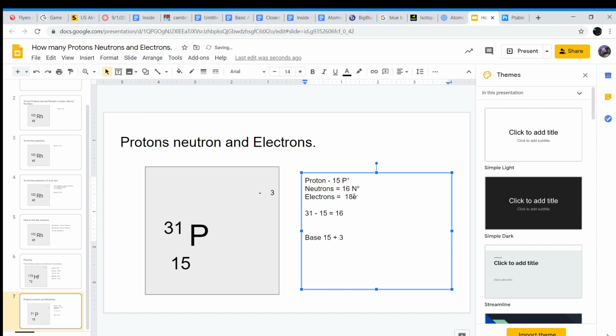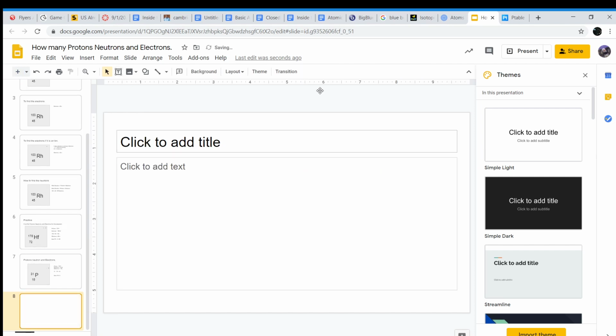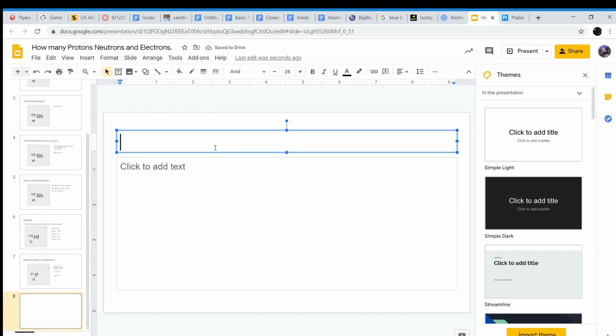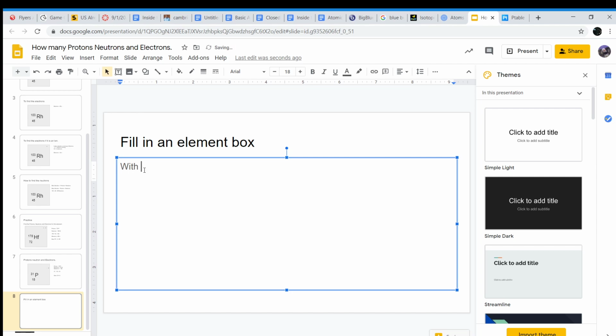All right. So this was one other type of problem that you could see, and I realized that we hadn't done one with a -1. Now, there's one other type of problem, and that's going to be to go ahead and fill in an element box, not with a compound. So we're going to go ahead and fill in an element box, and we're going to fill it in with this information.